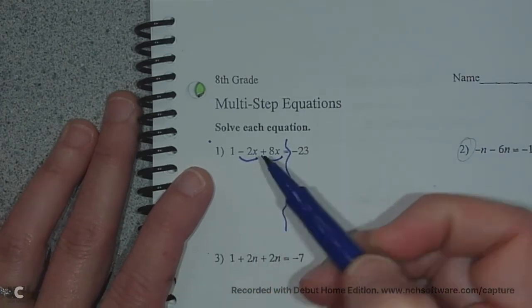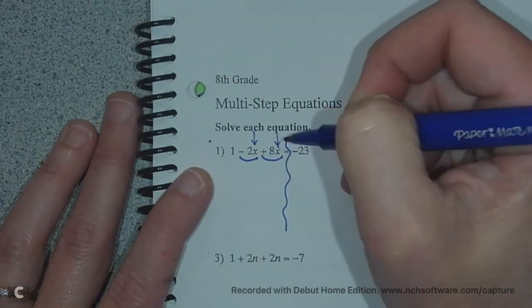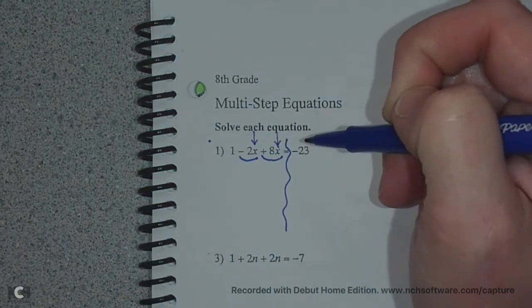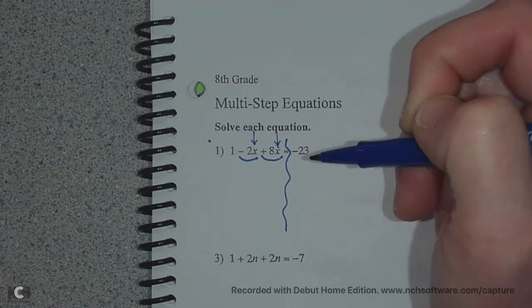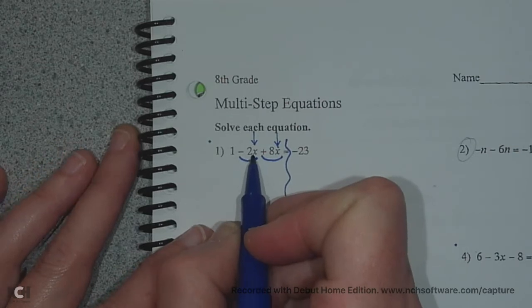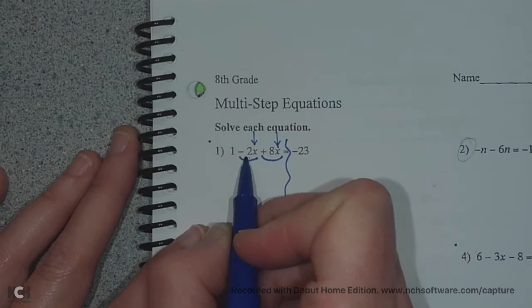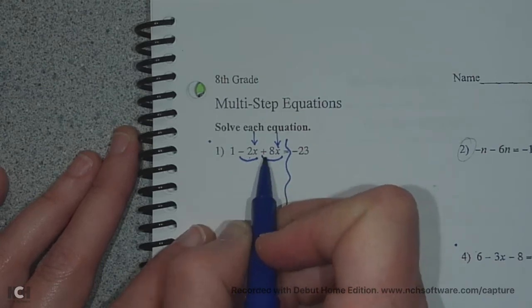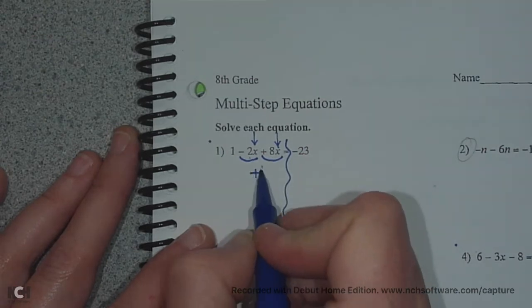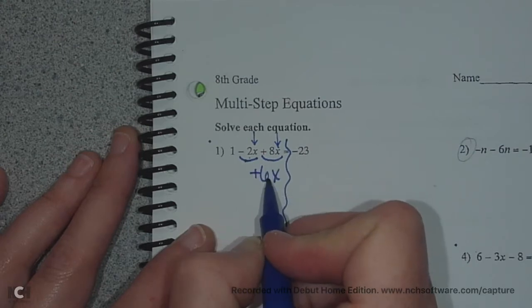Why are they like terms? Because they both have an x attached to them, and they don't have any different exponents. If one of them had been an x squared, that wouldn't be like terms. But because they're just regular old x, they are like terms. So to combine them, we just add their coefficients. The coefficient is that number in front of the x. So negative 2 plus 8 is not negative 6, excuse me, that's going to be positive 6. So this term and that term combine to make positive 6.